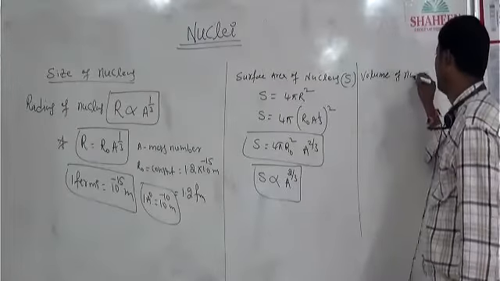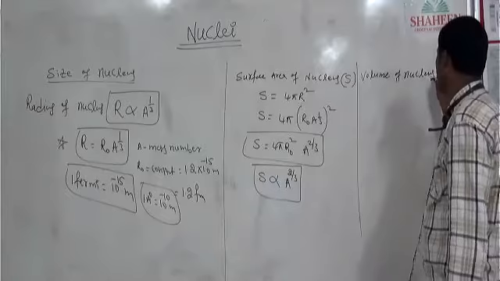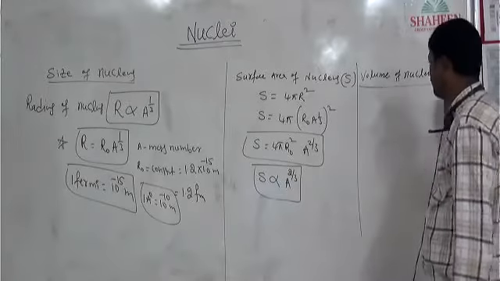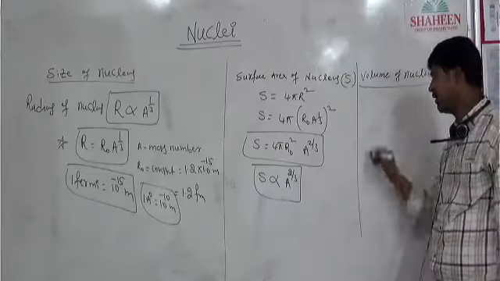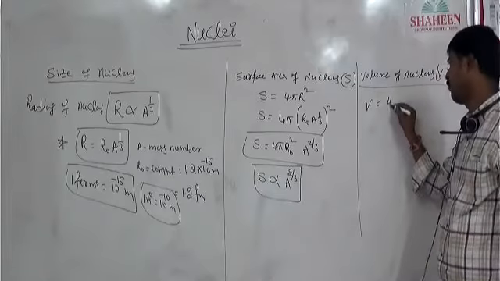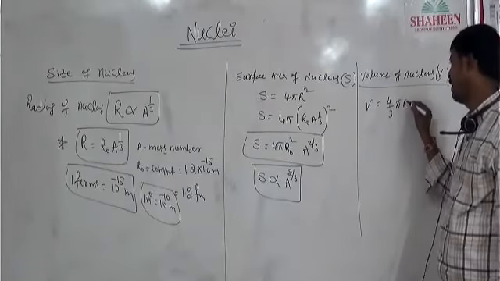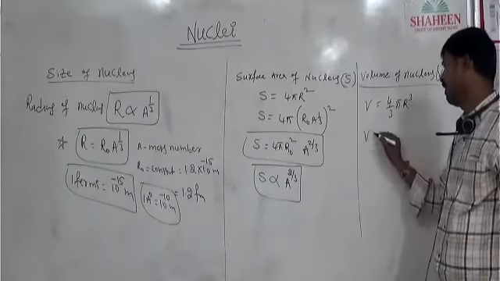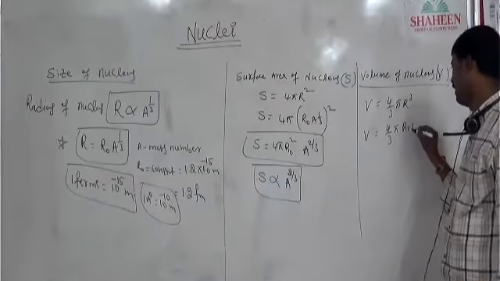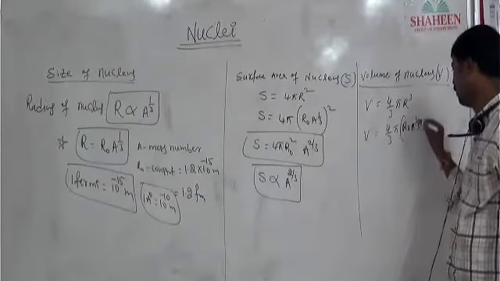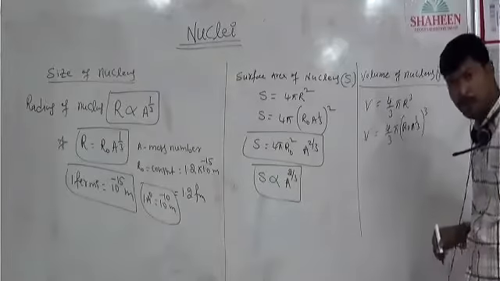Volume of nucleus, V. What is volume? We consider the nucleus to be a sphere. So V is equal to what? 4 by 3 pi r cube. So V is equal to 4 by 3 pi (r naught a power 1 by 3) whole cube. Correct? R cube, I am saying.